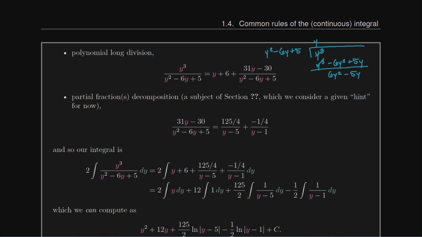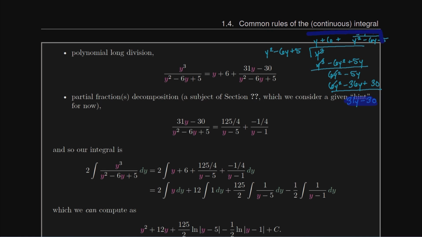How do I get 6y squared out of y squared? Well, I'm going to need to add 6 to that. I'll have 6y squared minus 36y plus 30, and the 6y squareds cancel. I'm subtracting the bottom line from the above, so I'll actually have 31y minus 30. And that's no longer divisible by a quadratic, and so this is going to be my remainder term, 31y minus 30 divided by y squared minus 6y plus 5.